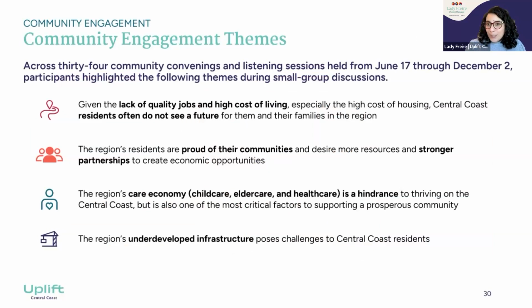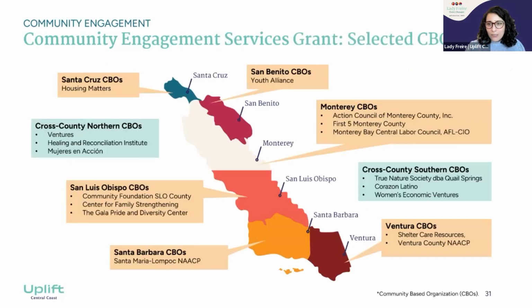One thing that we're doing to reach out to more community members across the region, and we can go to the next slide, is that we created a community engagement services grant. This was a process where CBOs applied for this grant. It was a process last year, and in December we launched this group of 17 community-based organizations across the region that are serving different communities, different demographics and populations.